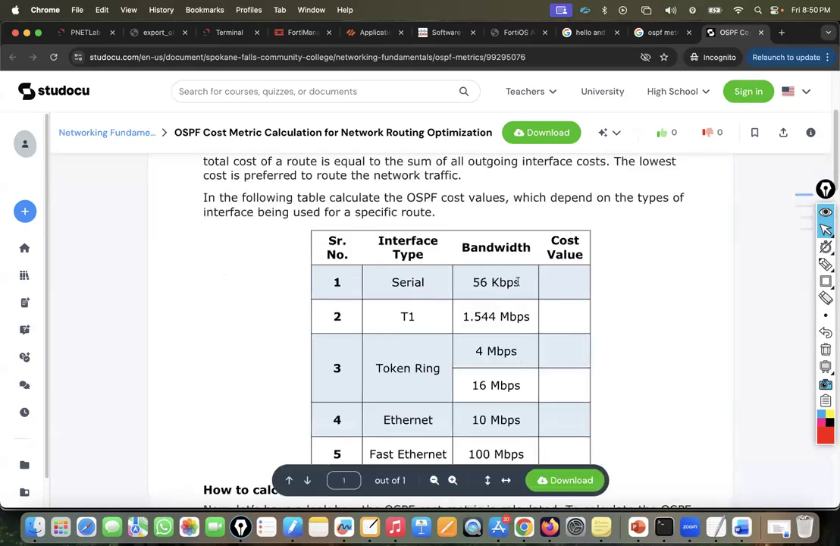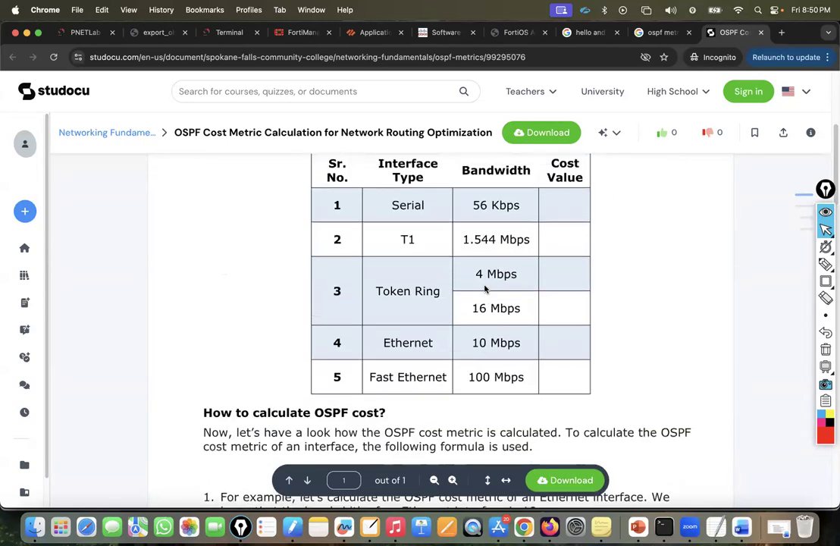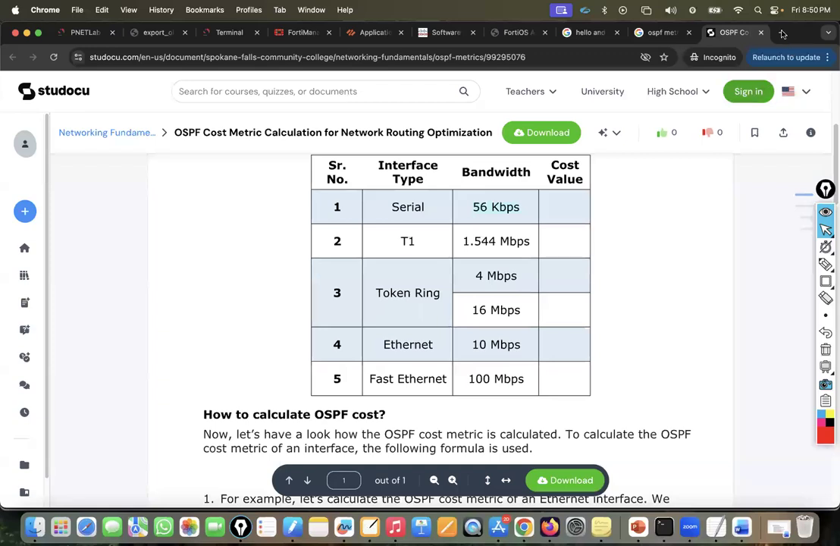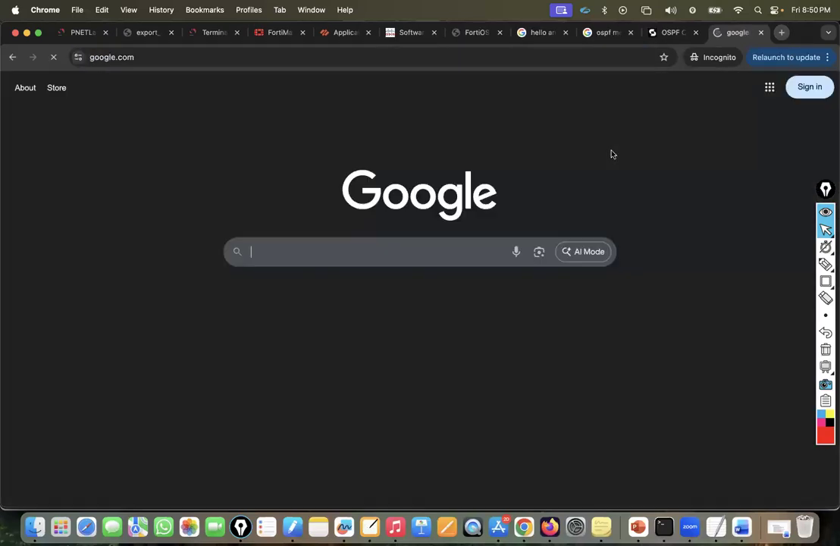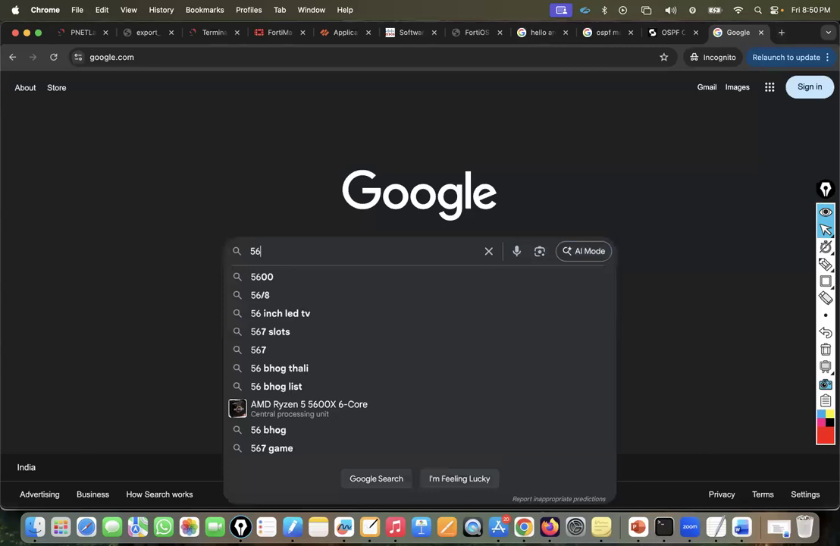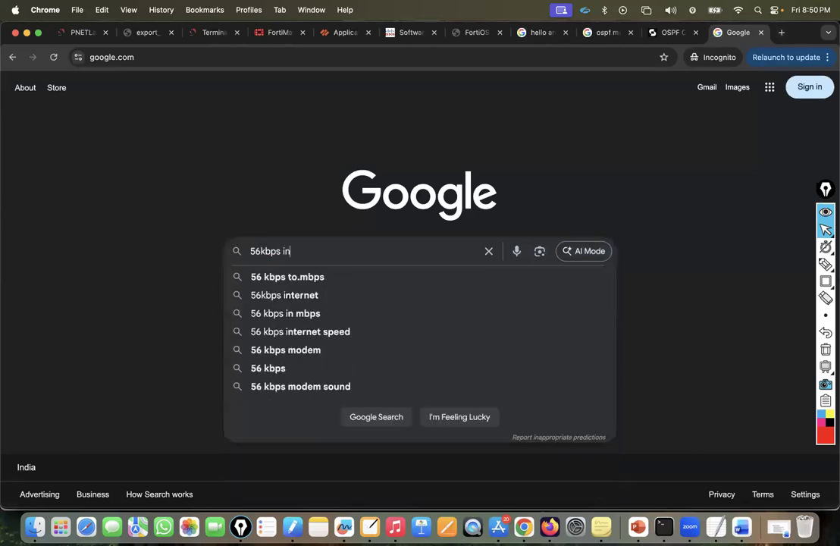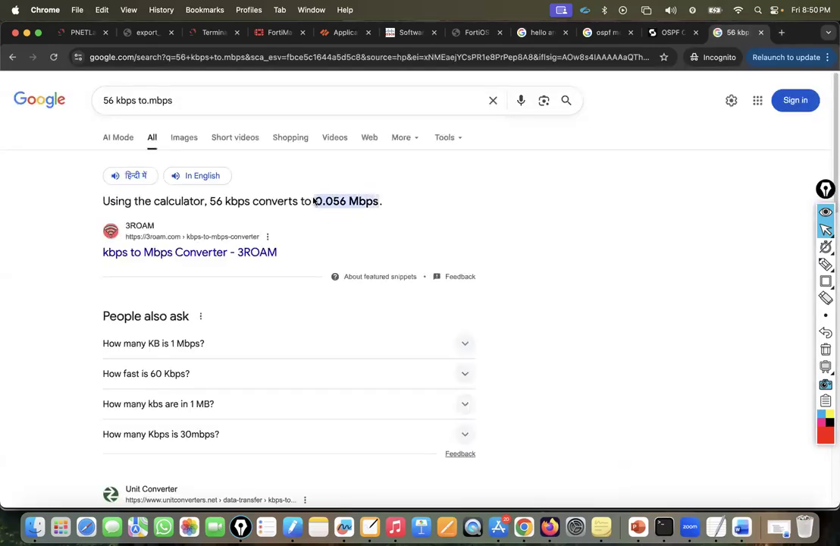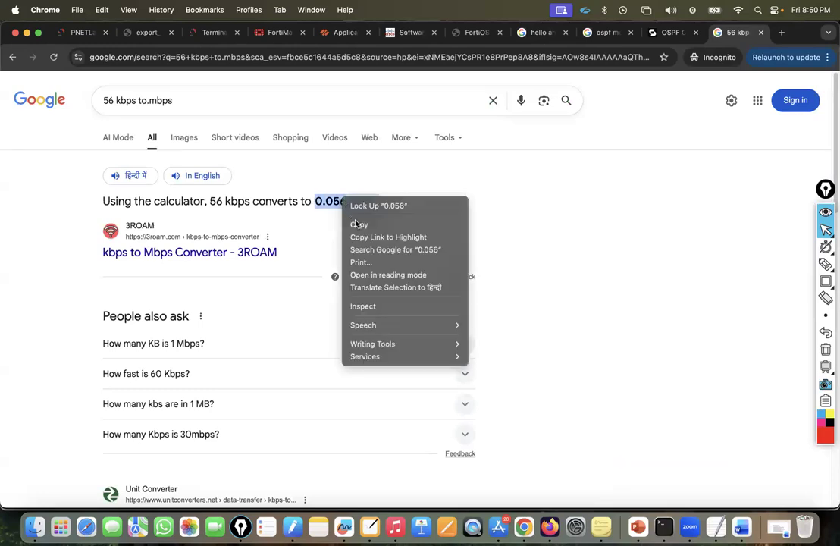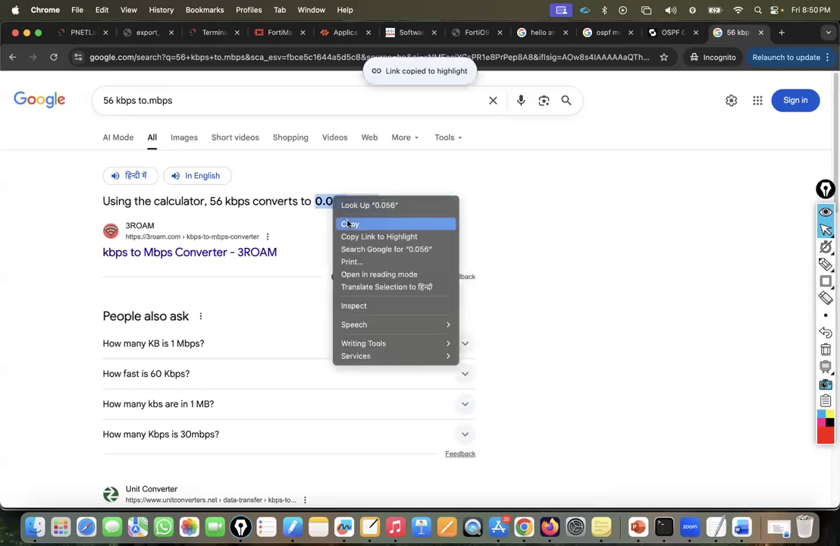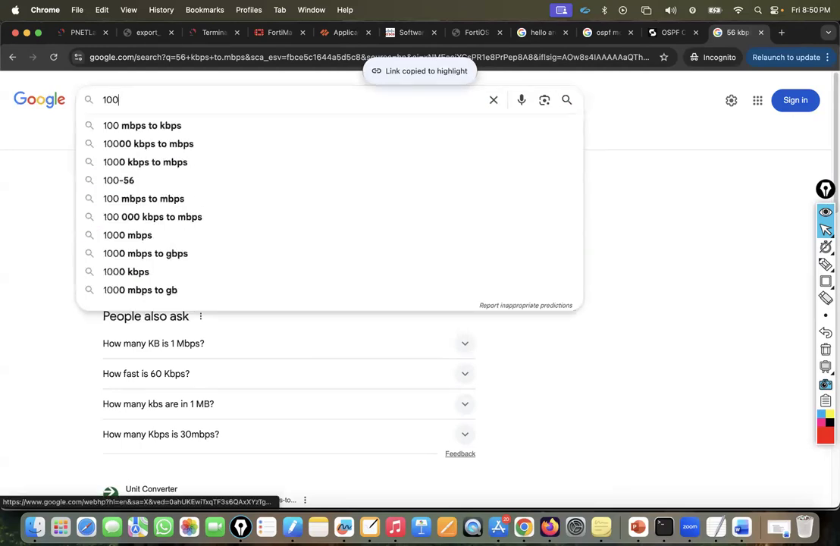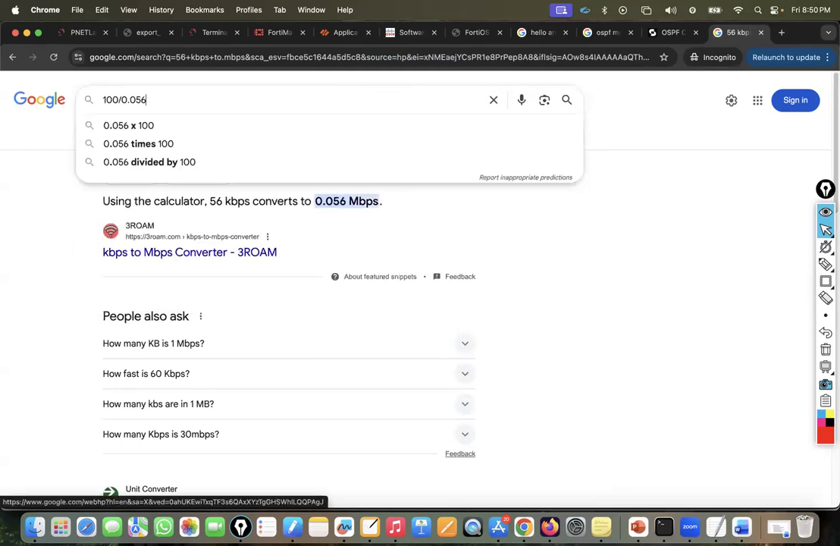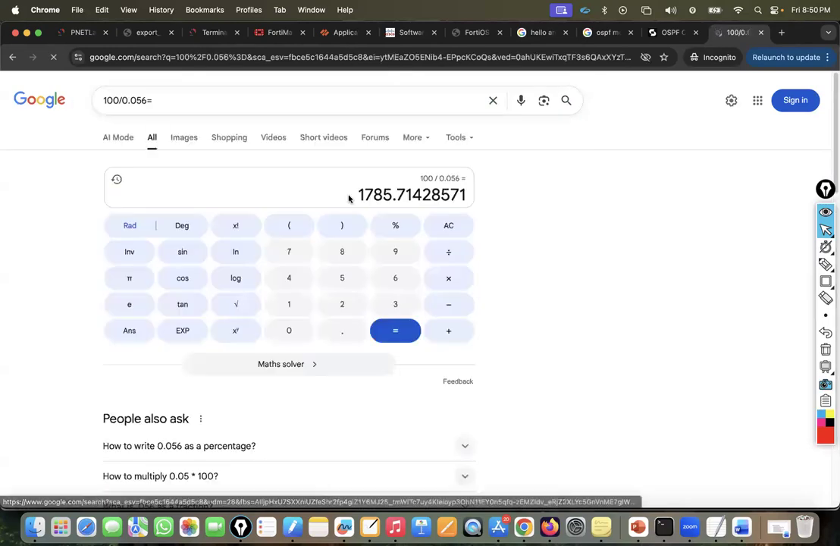But if I talk about 56 kbps, then 100 divided by, if you convert 56 kbps into Mbps, let me do that. 56 kbps into Mbps. You just copy it, and 100 divided by this one. See, this is going to be your metric. Okay, so you know how to calculate the metric.